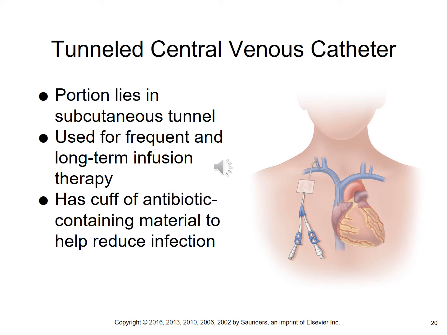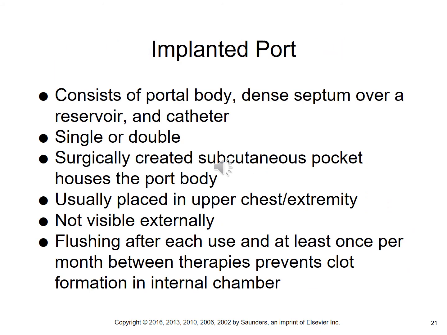Now, there are some people that don't like to see the catheter on the outside, or they don't really like the thought of being punctured. If they don't like the thought of being punctured, then they want an implanted port, and that's what we're going to talk about next. But if they don't like the thought of the tunnel hanging outside of the chest, then they may go for an implanted port. An implanted port consists of a portal body, a dense septum over the reservoir, and a catheter.